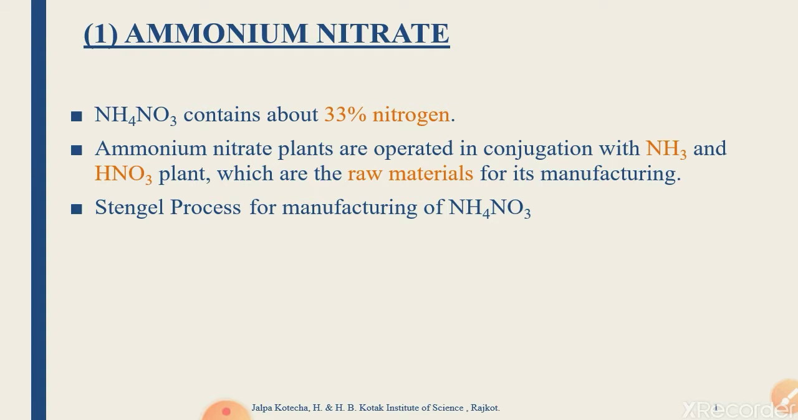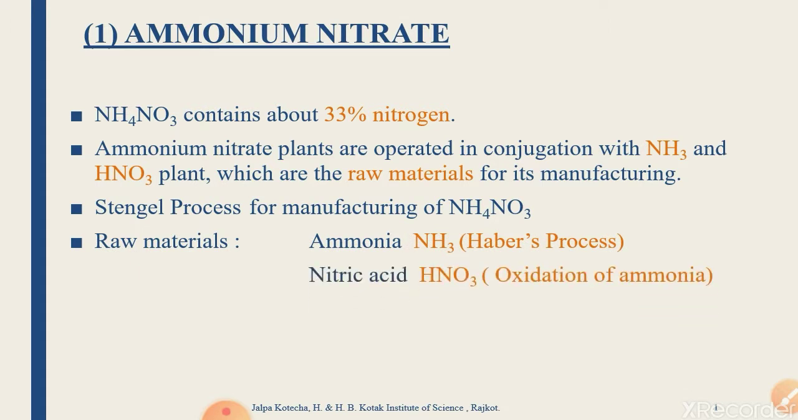So for the Stengel process, we take ammonia that is obtained from the Haber's process and nitric acid which can be obtained by the oxidation of ammonia as raw materials. The reaction that occurs is nitric acid on reaction with ammonia gives the formation of ammonium nitrate, and then after it is to be converted into a solid fertilizer form.